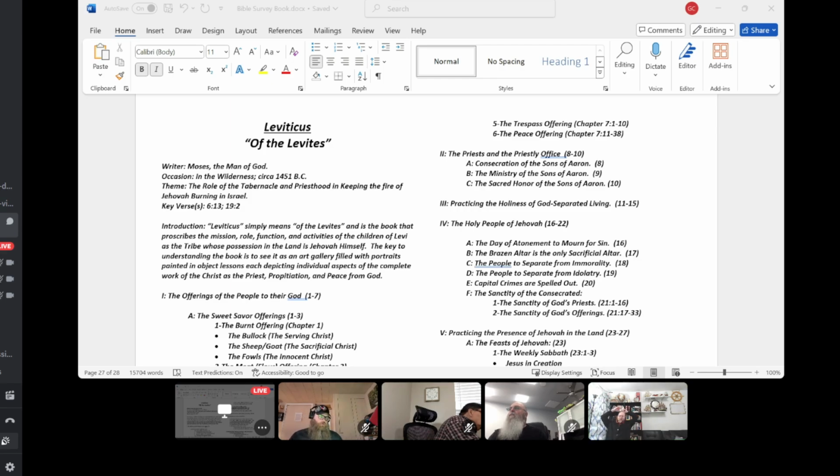Now, this seems kind of odd, really. The right ear, the right thumb, the right toe. I've heard a lot of different explanations as to what the specific purpose of this was with these three specific body parts. Does anyone have any theories you would like to propose or that you've heard you'd like to share?